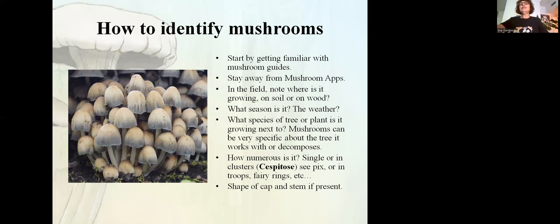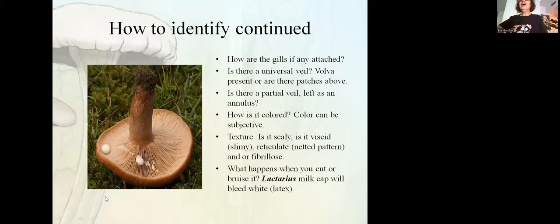Shape of cap and stem, if present, very important. How are the gills, if any, attached? Is there a universal veil? Is there a volva, the bottom part of the stem that we looked at earlier? Is there a partial veil left as an annulus? How is it colored? Color can be very subjective. So what looks brown to me might look pumpkin to you, that sort of thing.